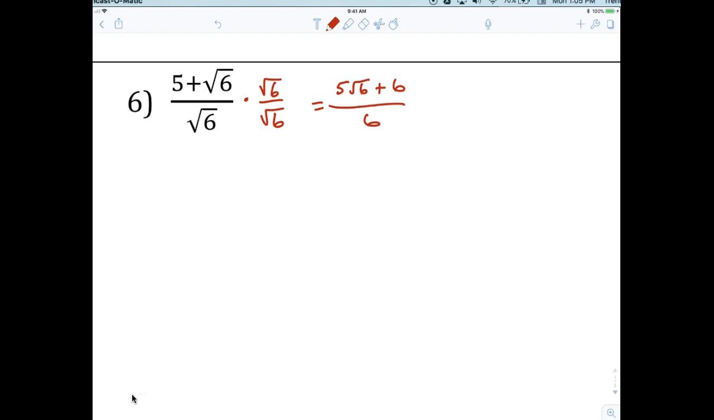Now, can I just cross out the 6's? No. Again, I'm bounded by addition and subtraction. If it's multiplication, could I cross them out? Yes. But you're not reducing through addition and subtraction. Is everybody with me on that? Does everybody agree? Simple. Now let's move forward with number 8.